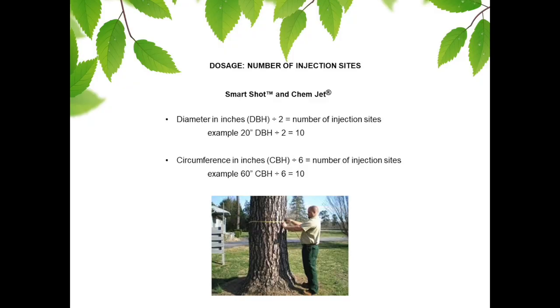Diameter in inches, dBH, divided by 2 equals number of injection sites. For example, 20 inches dBH divided by 2 equals 10 injection sites. Circumference in inches, cBH, divided by 6 equals number of injection sites. For example, 60 inches cBH divided by 6 equals 10 injection sites. In this example, we are measuring the same tree, and as you see, the number of injection sites is the same whether measuring diameter or circumference.